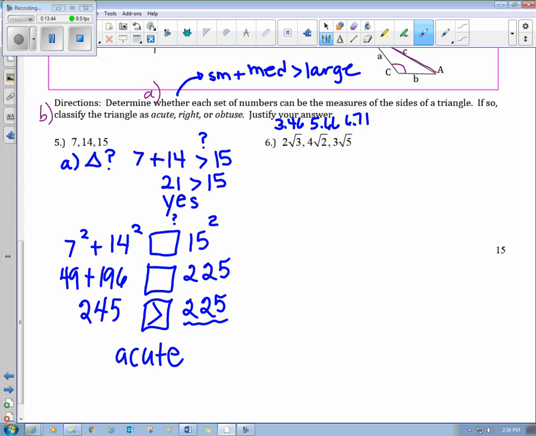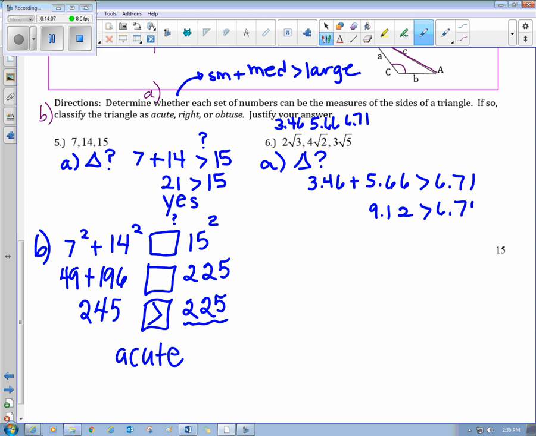So for my part A, I have to test and see if this can even be a triangle. I'm going to use the decimal approximations. So the small side plus the medium side has to be greater than the large side. So if I go through and do this, I get 9.12 is greater than 6.71. Therefore, yes, those can be the size of a triangle.